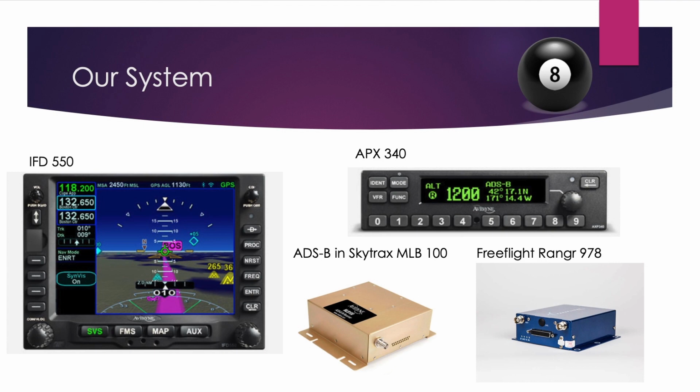Functionally, they're both the same. They're different manufacturers, and granted, the one that's in blue looks cooler. Other than that, they're the same thing. Now, if for some reason you're not receiving information, traffic information is through those two boxes on the bottom, the MLB 100 or the Ranger 978.